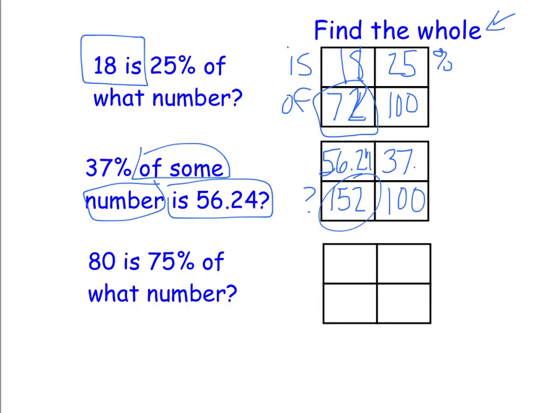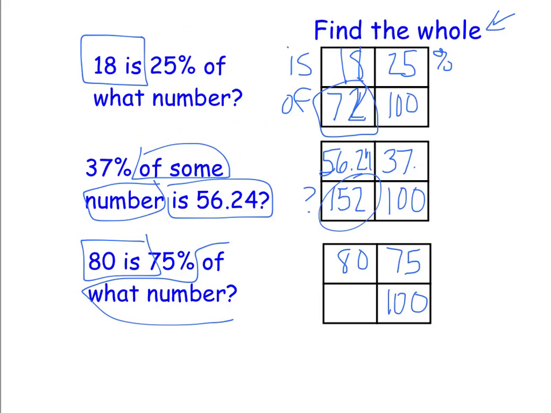Okay, the last one on this page. 80 is 75% of what number? So 80 is 75% of what number? So that's how I should set it up. Of what number? Again, we are wondering what goes in that box. So I'm going to crisscross multiply, divide by the lonely guy, and I get 106.6 repeating. Remember, crisscross multiply means I'm multiplying the crisscross, divide by that lonely guy over here.